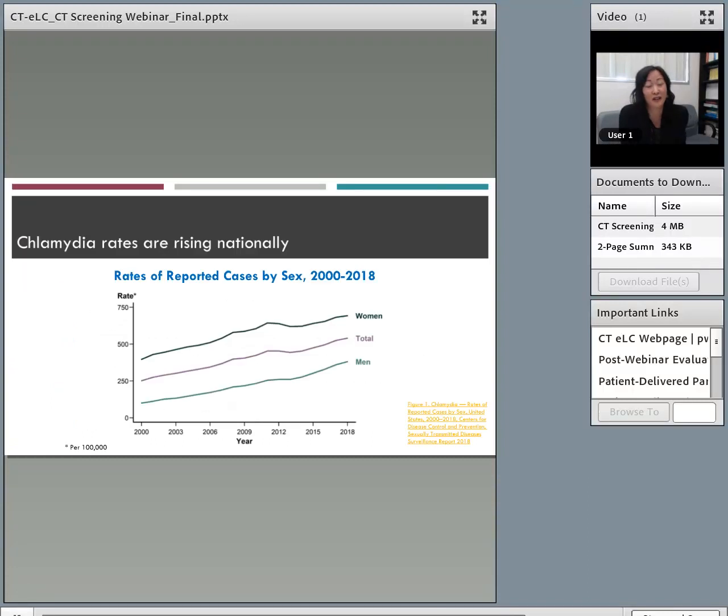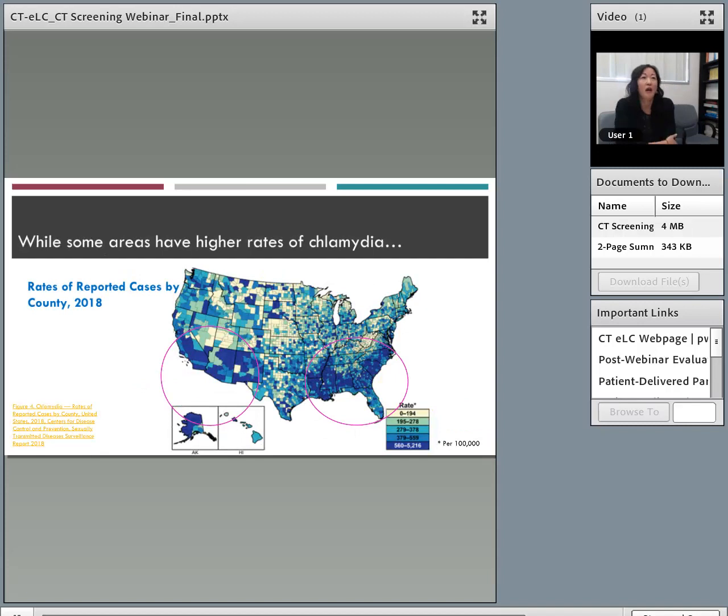Okay, it's no secret to anybody on this call that chlamydia rates are rising nationally, and you'll see this is national data of cases reported by males and females. Unfortunately, other gender minorities such as transgender folks are not included here in the CDC data, but you'll see that the rates for women are quite a bit higher than for men. And that overall, the trends for both genders studied here as well as the total are increasing nationally.